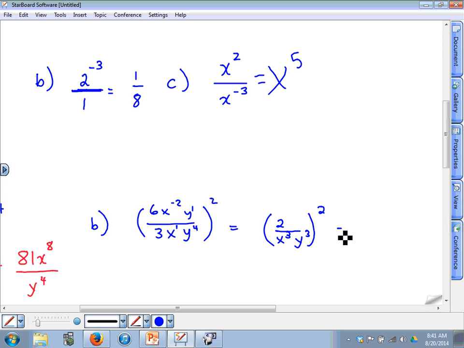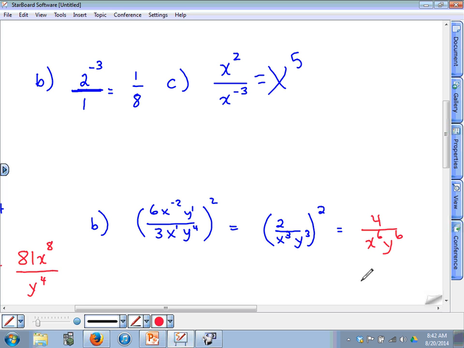Now we would evaluate the exponent to all the terms. So you're going to get a 4 in the numerator and an x to the 6, y to the 6. Where did the 6 come from? You multiply. 3 times 2. If you had a power raised to a power, you multiply.